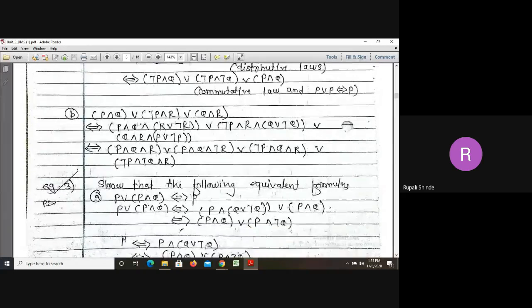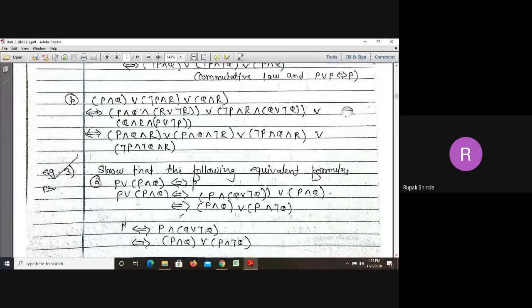Good. Now, check here. The next question is: show that the following are equivalent formulas. So here we have to prove that these two are equivalent formulas. The first one is given as P or (P and Q). This is equivalent to P. Now check here. What is the given form? P or (P and Q).